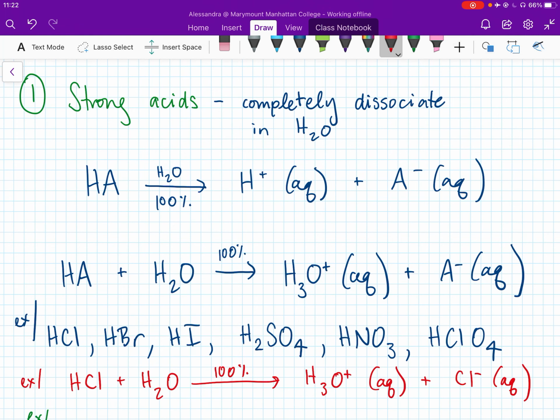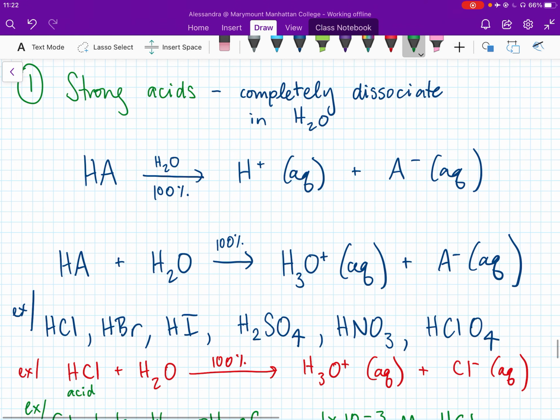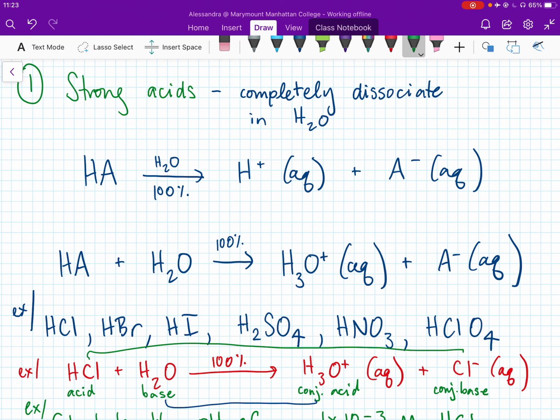So in this reaction, we have complete dissociation, and I have the acid interacting with water, which acts as the base. On the right side, the hydronium would be the conjugate acid that is associated with the base. And the chloride would be the conjugate base that is associated with the acid.